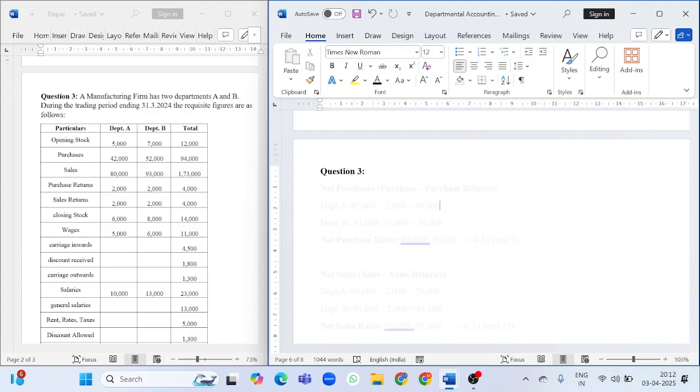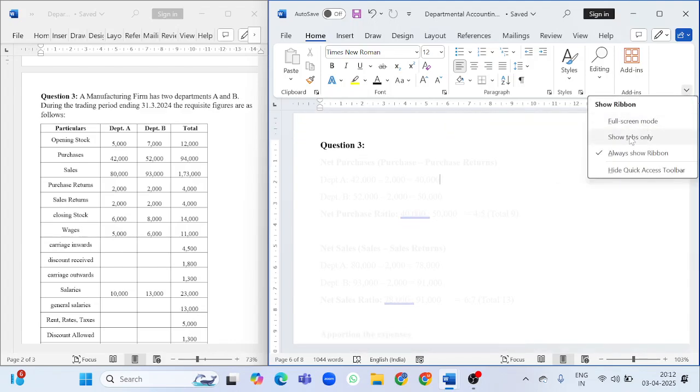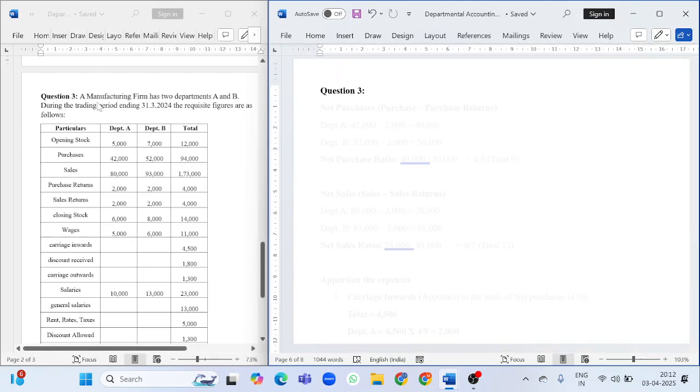So now the question is on the right side of the screen. Okay. So let us first analyze the question. A manufacturing firm has two departments, Department A and Department B. During the trading period ending 31st March 2024, the requisite figures are as follows.